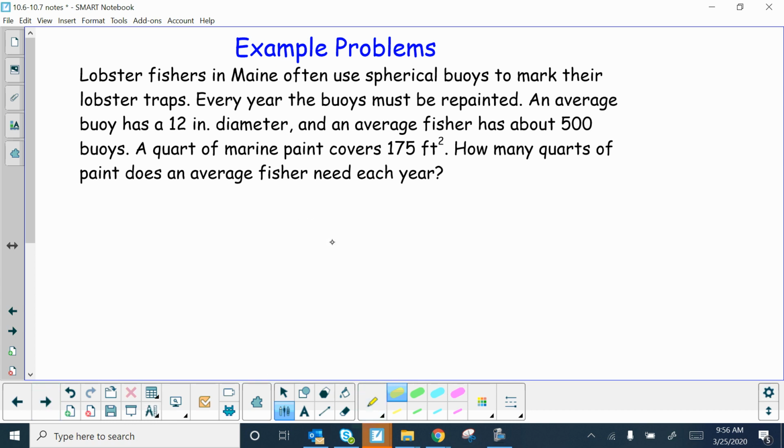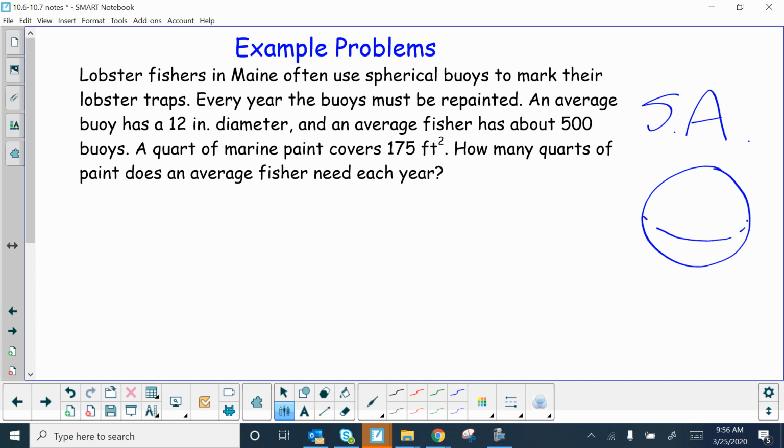So let me get my pen. It's not a crayon. All right, so every year the buoys have to be repainted. So when we're talking about paint, what do you think we're doing here? We're doing surface area, okay? A buoy, if you're not sure, is a circular sphere that goes in the water and it floats, okay? So a surface area of a sphere.